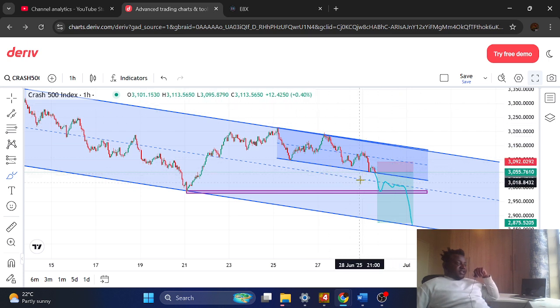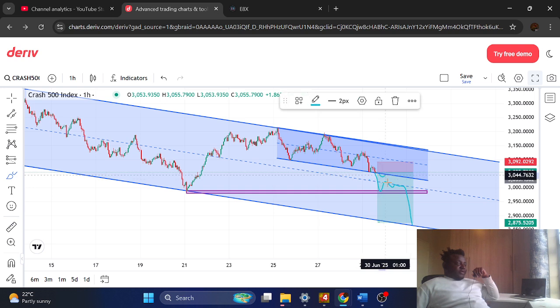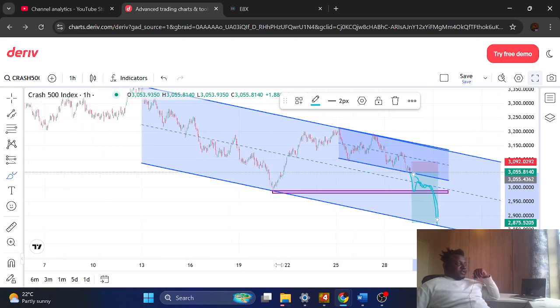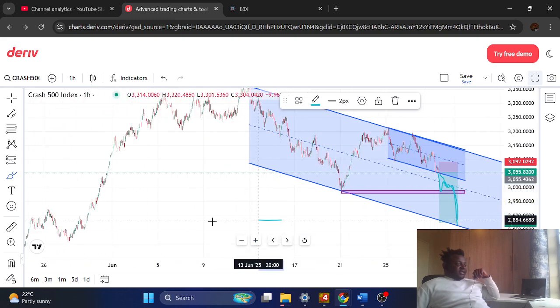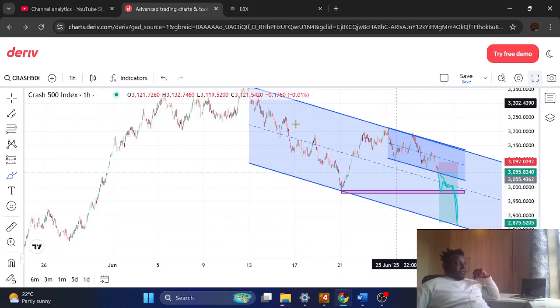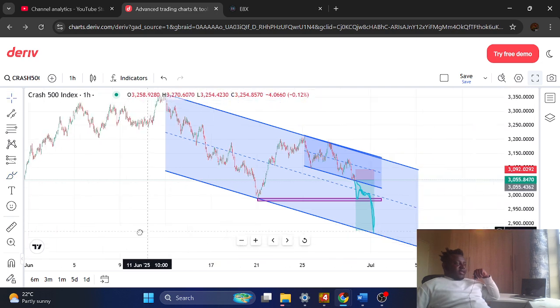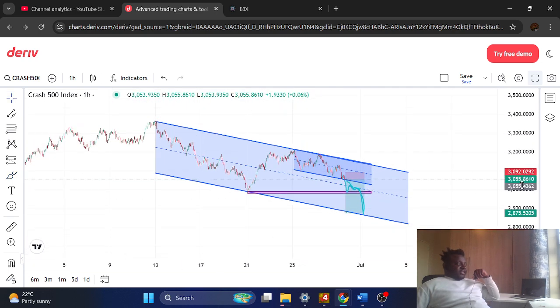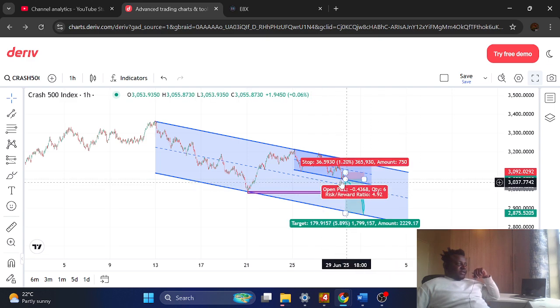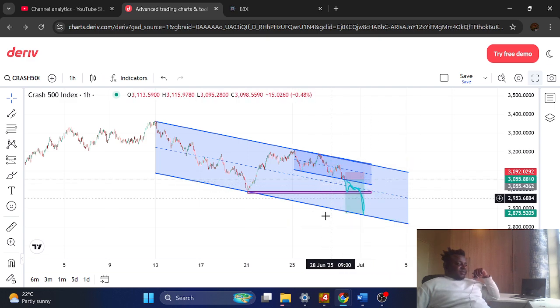So what I'm expecting you to do is wait for the market to break this channel and then sell it, retest this channel, retest the 50% as well, then go down. So that's how the market will move on this Crash 500 index. So I think that's all for Crash 500. We'll just have to wait and see how it will play out if this line is respected.